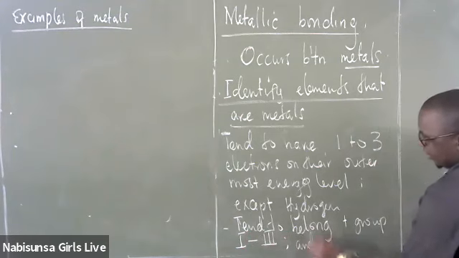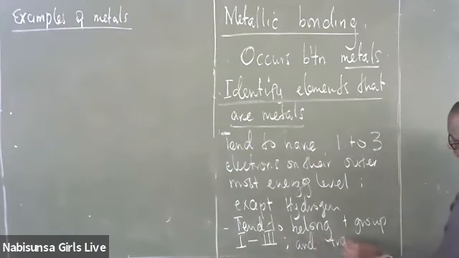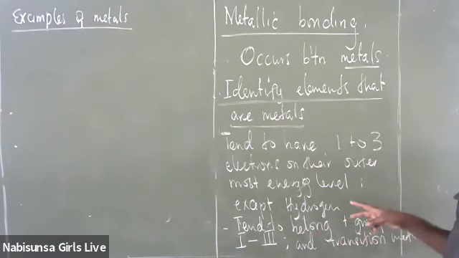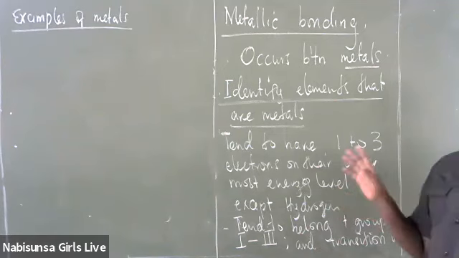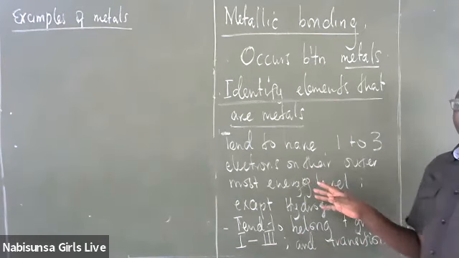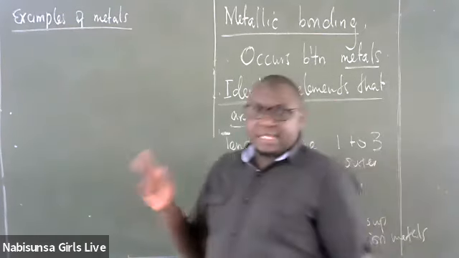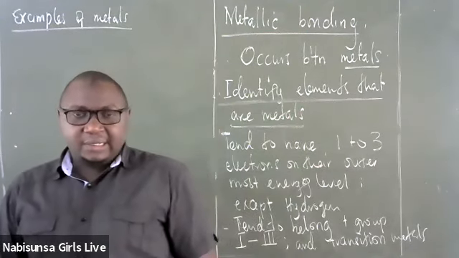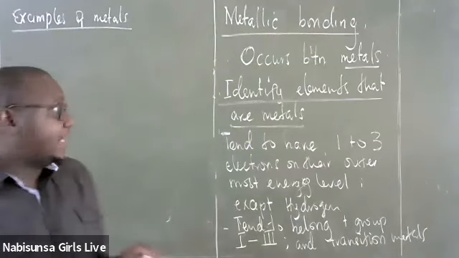Also the transition metals. Do you remember those transition metals? We say that metals tend to belong to groups 1, 2, and 3, and also you have what they call transition metals. Those transition metals are copper, lead, zinc, iron, manganese. I think you've heard of such elements. Those are all metals. Examples.